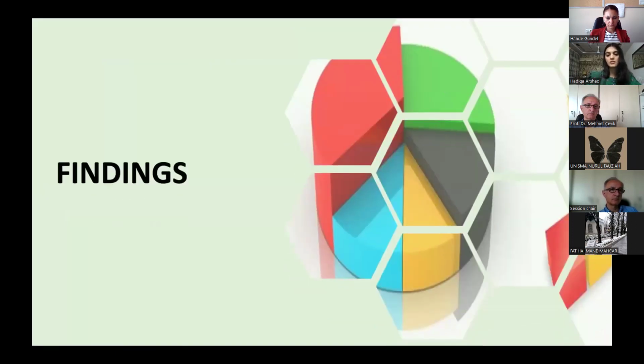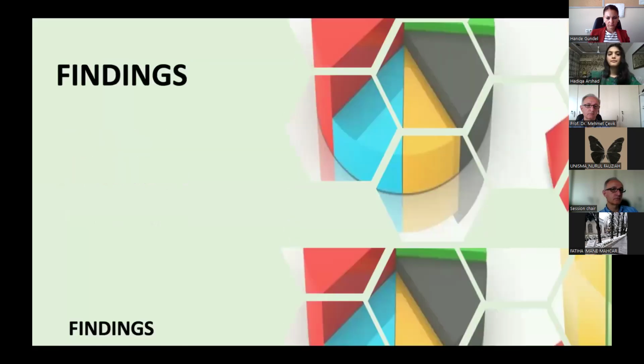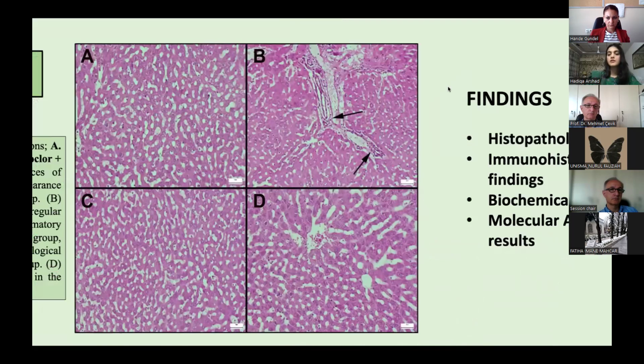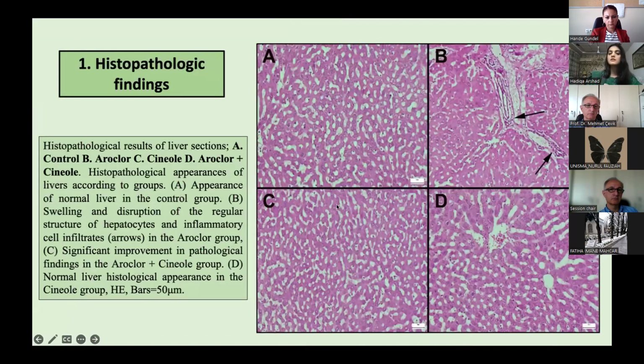So let's talk about the findings. First of all is the histopathological findings. The A is the control, B is the aeroclor group, C is the cineol group, and D is aeroclor plus cineol. So let's talk about the difference between B and D. In B, you can see that there is a lot of pathological action going on by the use of aeroclor. So it means that it has caused toxicity. While in D, by the administration of cineol, the effect of the aeroclor hepatotoxicity is being lowered. So it is a positive effect for us.